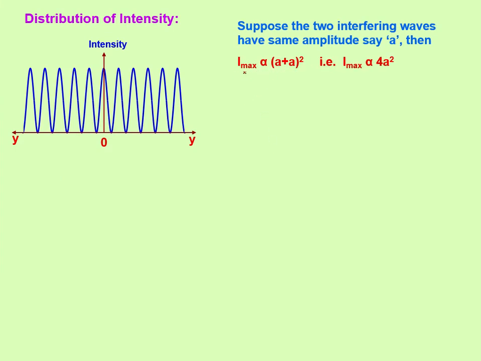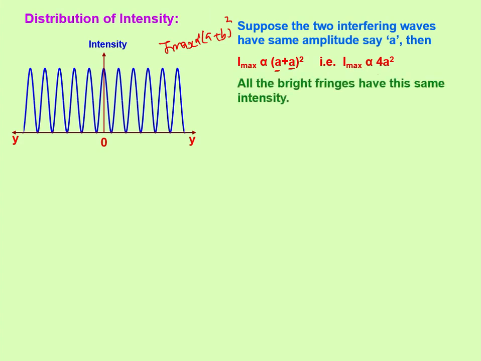A plus B whole square for the maxima. But if two sources have same intensity, see, the original equation of maximum intensity was A plus B the whole square. A and B are amplitudes of two different waves. But if both the waves have same amplitude, then we can simply write A plus A whole square, that is 4A square. So all maximum bright intensities will have equal amplitude of 4A square if they have two sources.